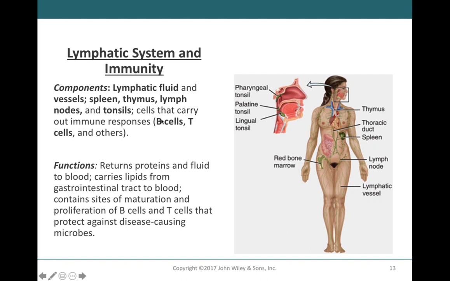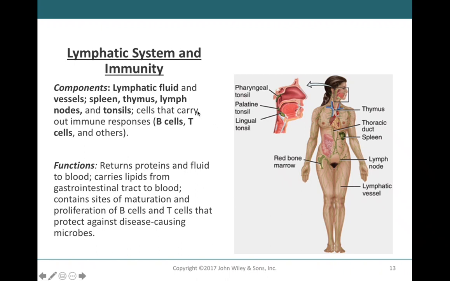The lymphatic system, again, is made up of these different components, and there are a few different functions of the lymphatic system. The first is to return different fluids to the blood. At certain times, different fluids are going to be released from the cardiovascular system, and they're going to be collected within the lymphatic system to be brought back to the blood.